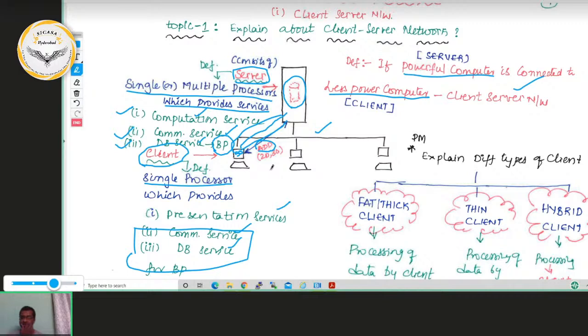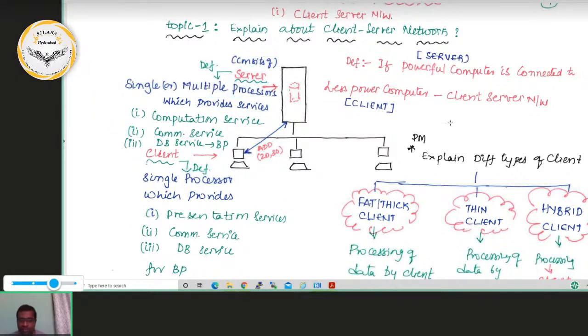Okay, so this is about client server network. If they ask in the exam to explain about client server network, you need to write the definition of a client server network, the definition of a server, and the definition of a client. Client server network is nothing but if a powerful computer is connected to a less powerful computer, it is called a client server network. A server consists of multiple processors which provide certain services, and a client consists of a single processor.